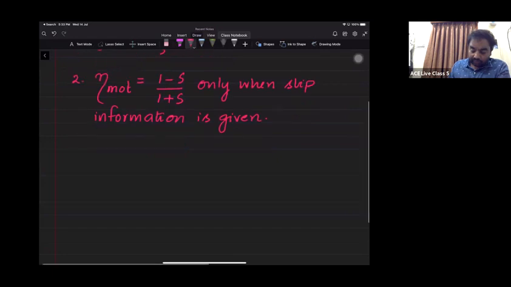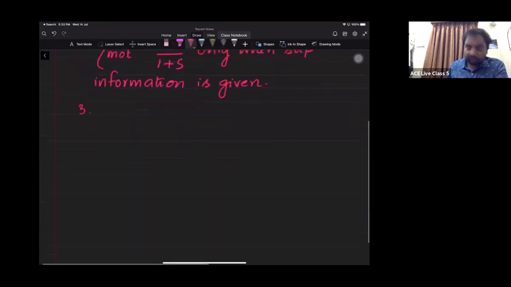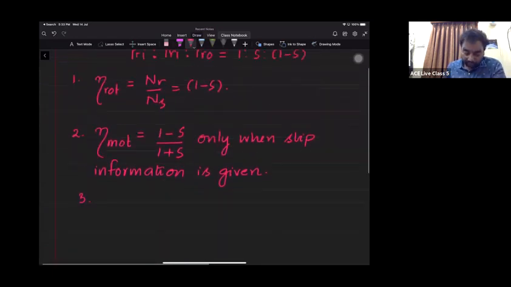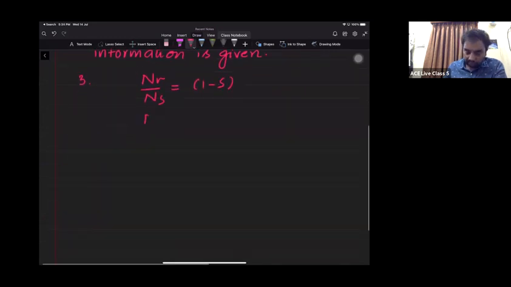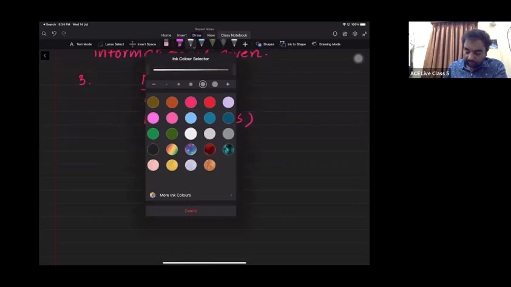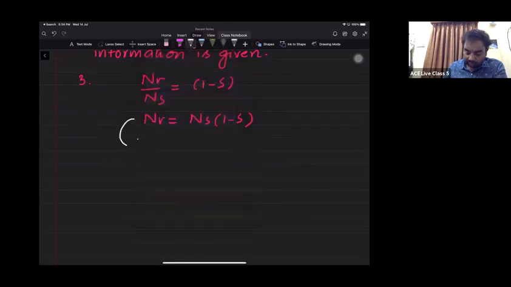Right. Next, the third point is, what we have seen: NR by NS is equal to 1 minus S. Correct? So from this, NR is equal to NS into 1 minus S. This I call the basic speed equation.